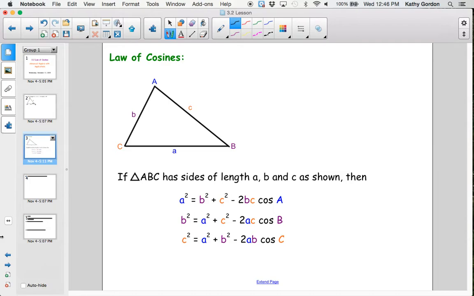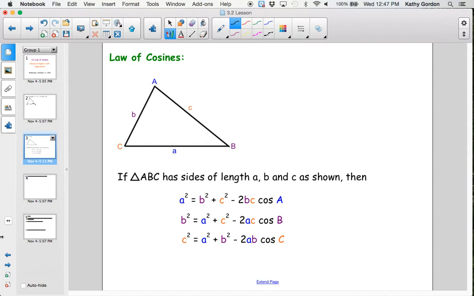Okay? And the thing to really notice here about the version that you want to use is whatever the angle is in your cosine, it is the side opposite that should be out here being squared by itself at the beginning. So you can see here I've got angle A, and out here it's side A being squared. Here I've got angle B, so out here it's side B being squared. Here I've got angle C, so out here it's side C being squared.